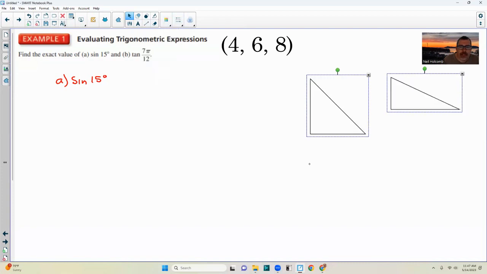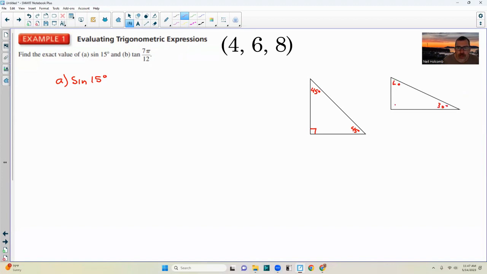How about that? Okay, so what two special right triangles do we know? 45, 45, 90, and 30, 60, 90. Okay, so opposite sides, this is x, this is x, this is x square root 2. This is x, this is 2x, this is x square root 3.